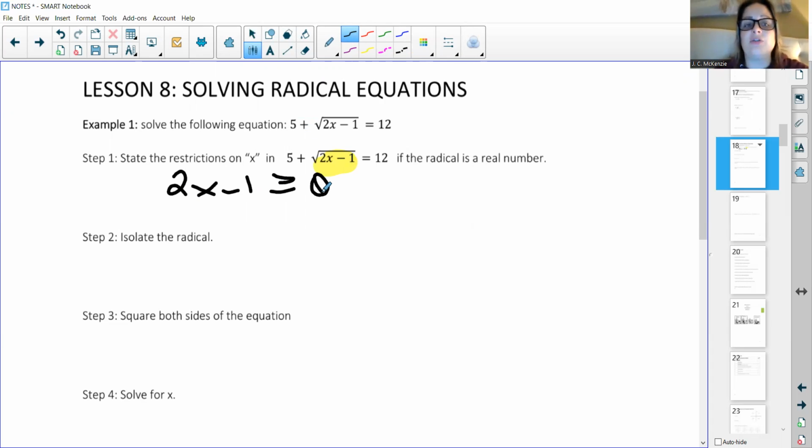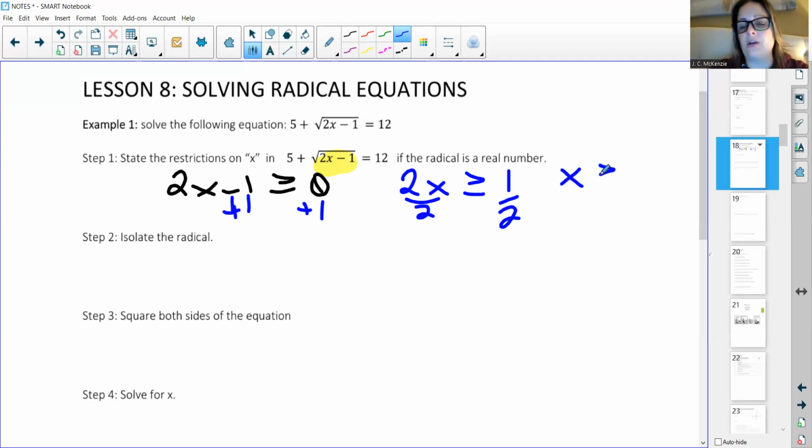Okay, so then you solve for x in this inequality. So you're going to add 1 to both sides, and you're going to get 2x has to be greater than or equal to 1. And then you're going to divide both sides by 2, and you're going to get that x has to be greater than or equal to positive 1/2. That is your permissible values.